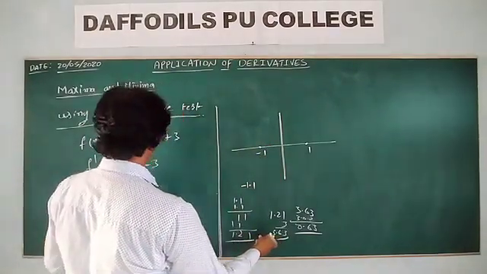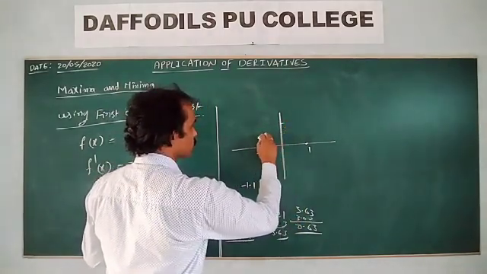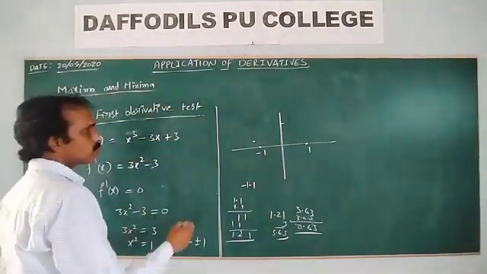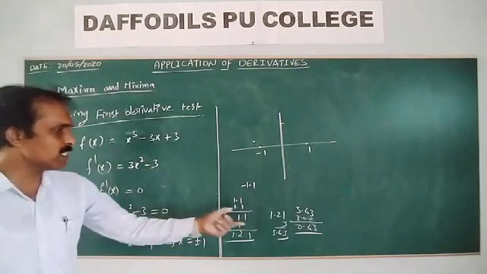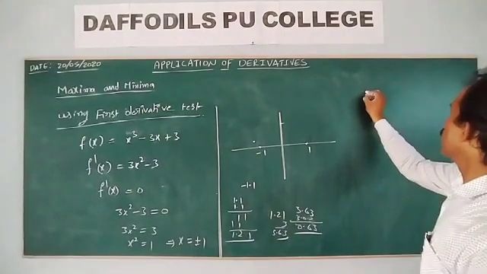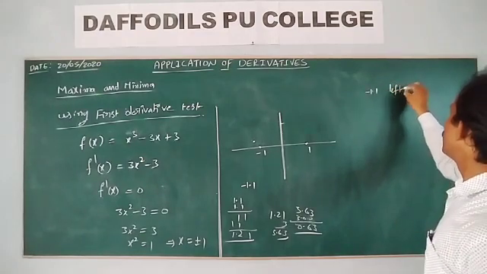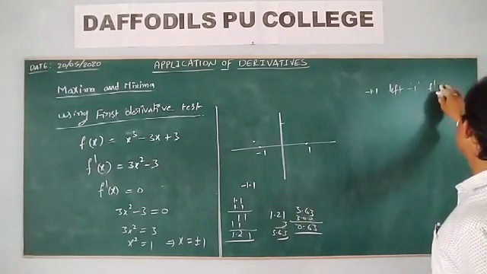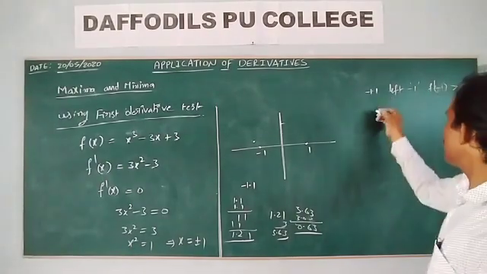So f dash x value is 0.6, for example. This is a positive value. Minus 1.1 you take, means you get answer 0.63. Means left of minus 1, f dash of minus 1 is greater than 0. Right? Next step.